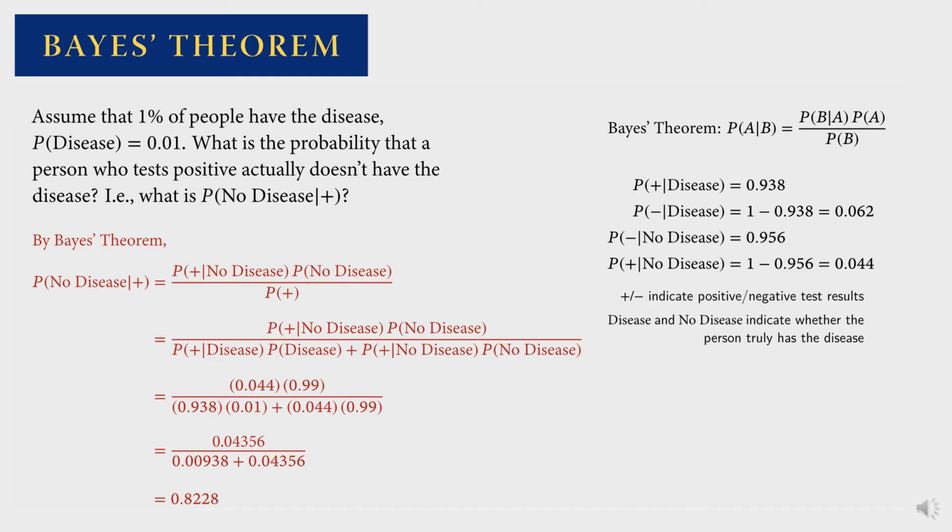82.28%. The reason this is so high is because of the assumption that only 1% of people have the disease. Because it's so rare, the vast majority of tests are performed on people who don't have it, and the false positives outweigh the true positives. Although, like I said, in reality, this assumption of 1% is probably too low now.